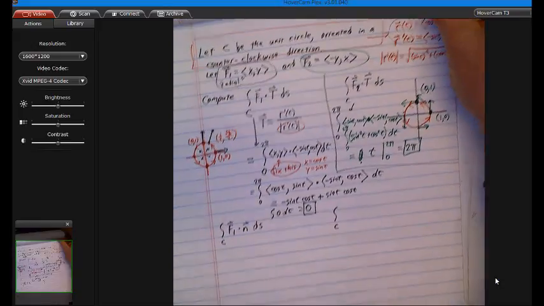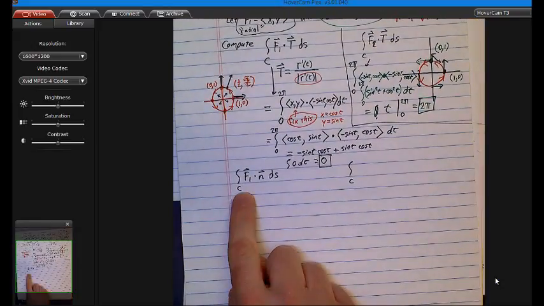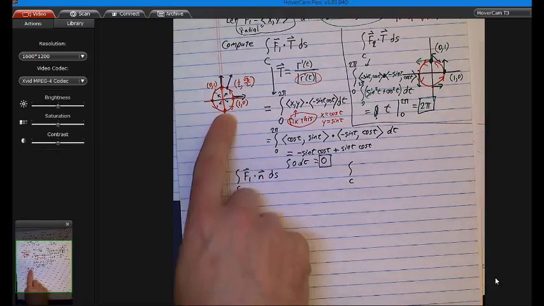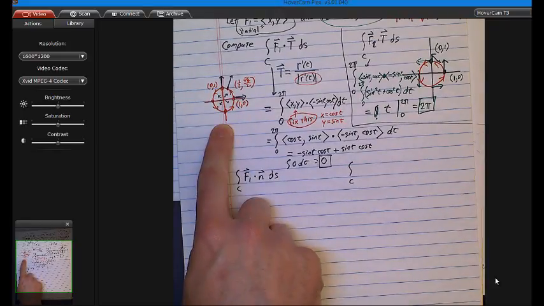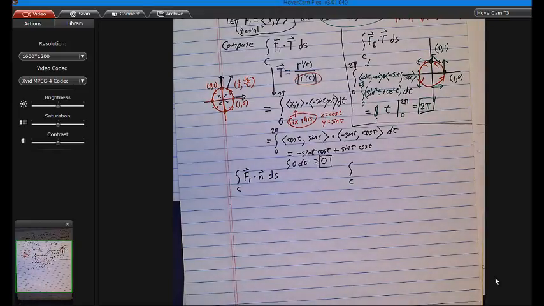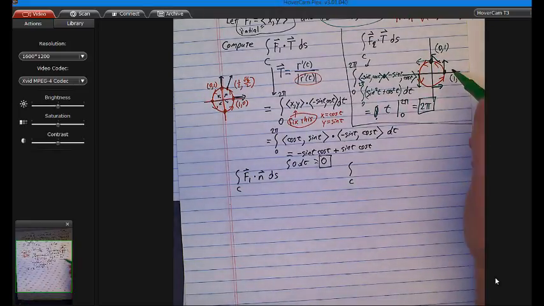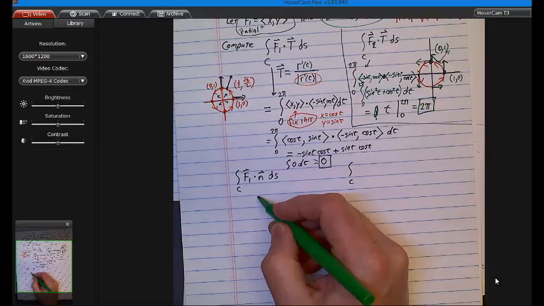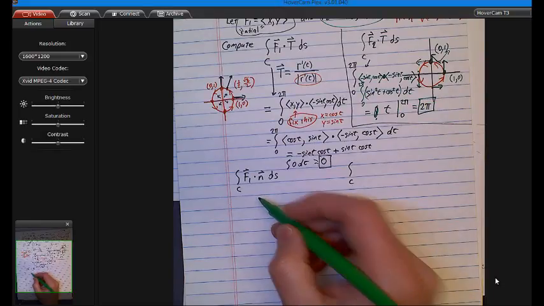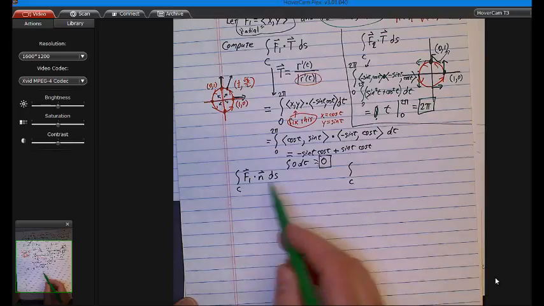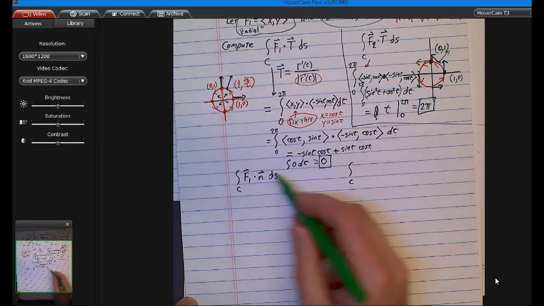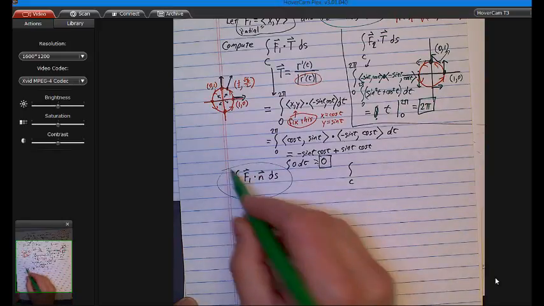If we were to compute this, F1 dot n, now here's a question. Do you know what the normal vector looks like when you have one of these things? The big thing to understand is that it's perpendicular to the tangent vector. So it's kind of negative y comma x. It's interesting because the normal vectors line up perfectly in this situation.